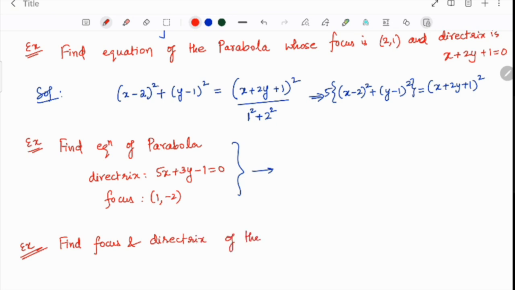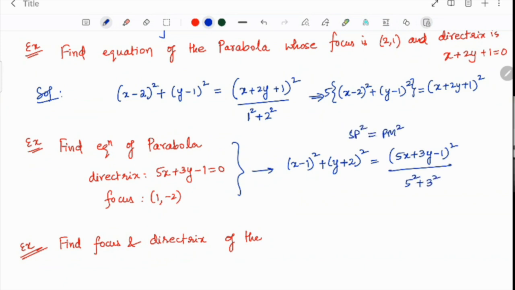x minus 1 whole square plus y plus 2 whole square, that is x minus x coordinate of focus whole square plus y minus y coordinate of focus whole square, is equal to the directrix expression 5x plus 3y minus 1 whole square divided by 5 square plus 3 square. No root will come because we have squared it. So we are writing SP square is equal to PM square. Yes, so this would be the equation.